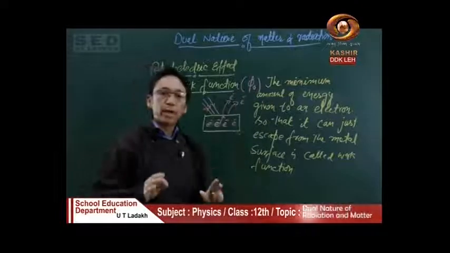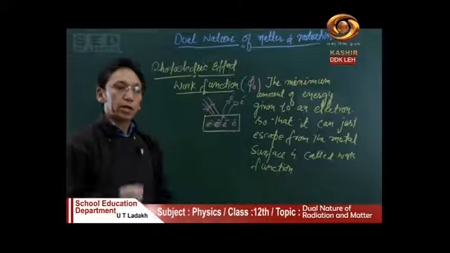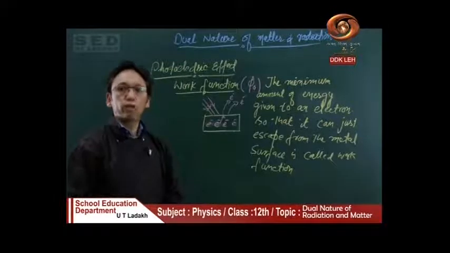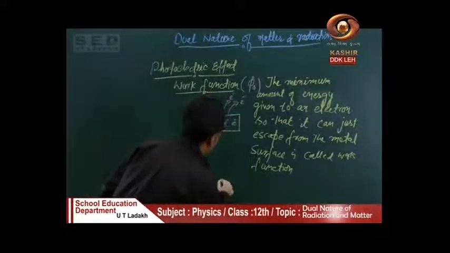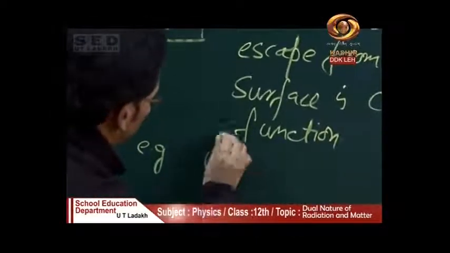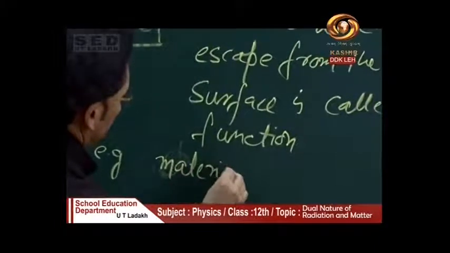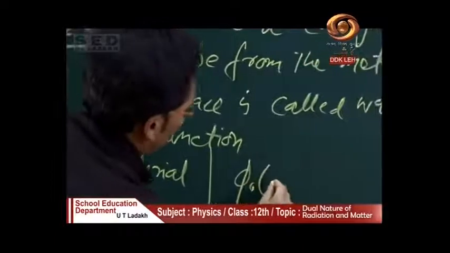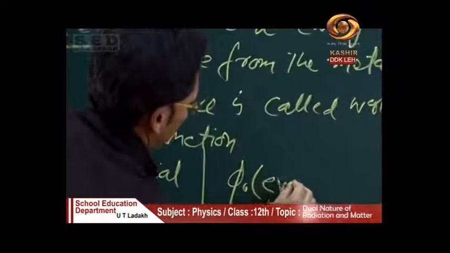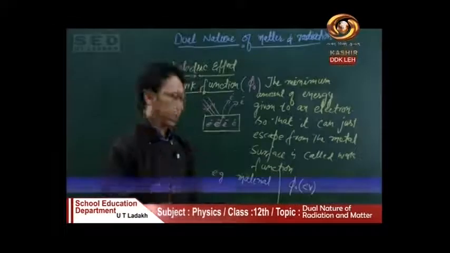This work function depends upon the nature of material. Different materials have different values of the work function. Now let me write the work function of some materials, for example. This work function is measured in electron volt. Electron volt is a unit of energy.